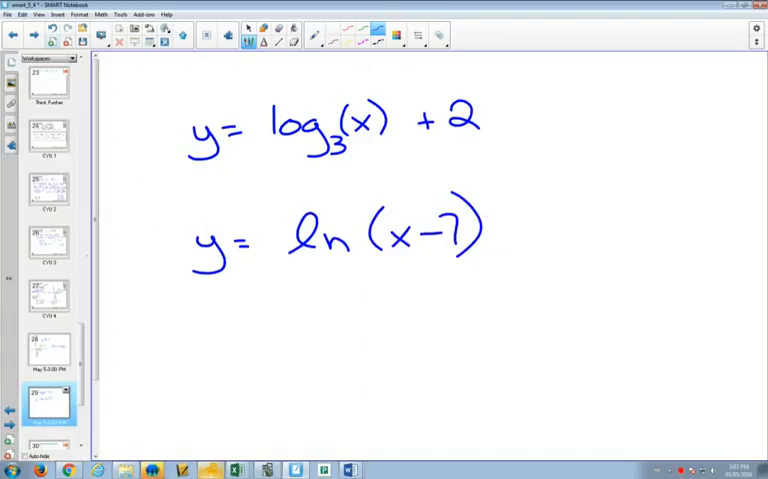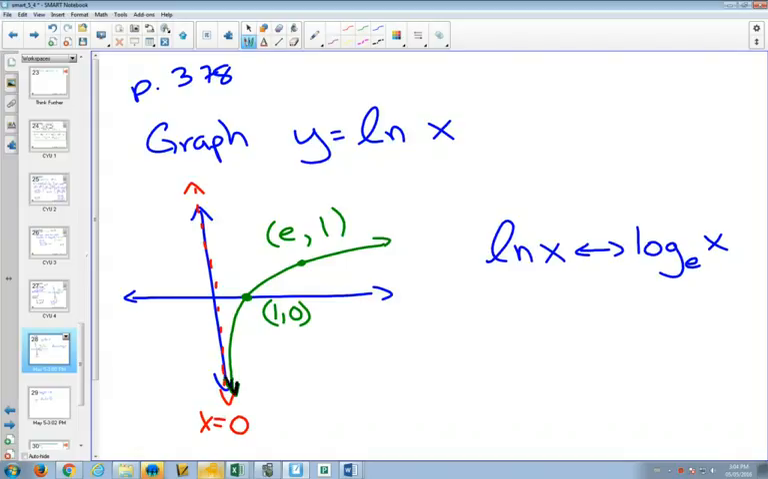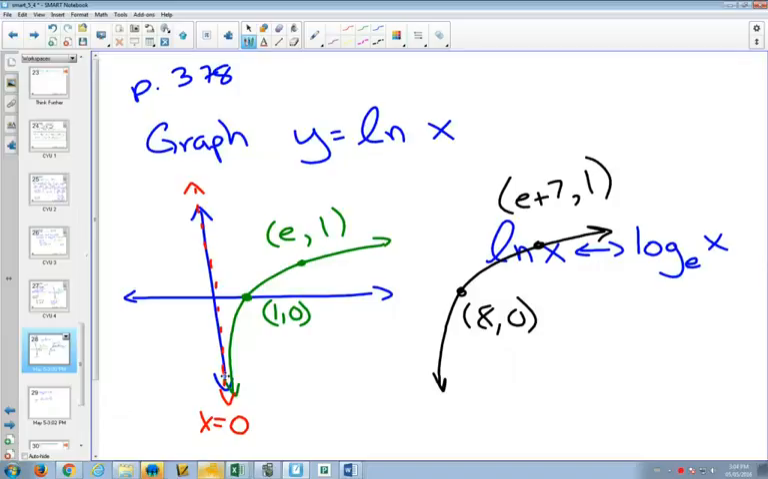What's that going to do to our natural log graph, the one that we just graphed? It's going to move it 7 to the right. So here's our graph. If I redrew it right here, it would just move 1, 2, 3, 4, 5, 6, 7 to the right. Instead of 1, 0, you would have 8, 0. Instead of e, 1, you would have e plus 7, 1. And instead of an asymptote at x equals 0, you would have an asymptote at x equals 7. So again, it's really important that you know what the parent graph looks like so that you can do all your transformations.